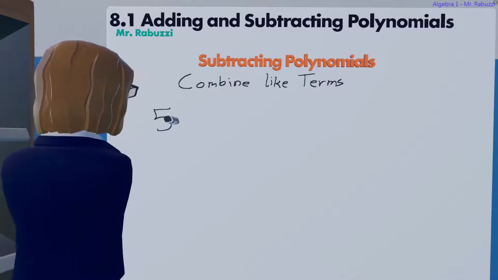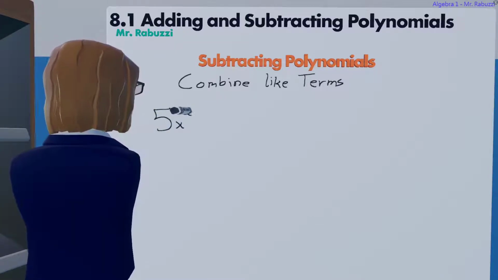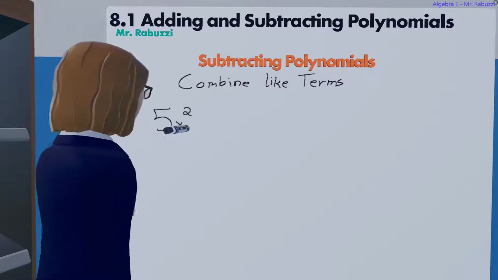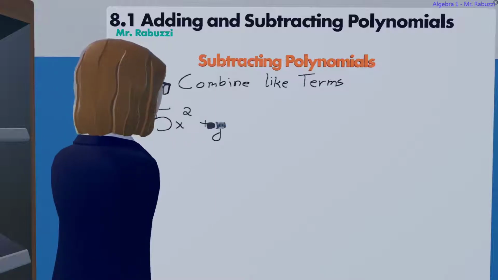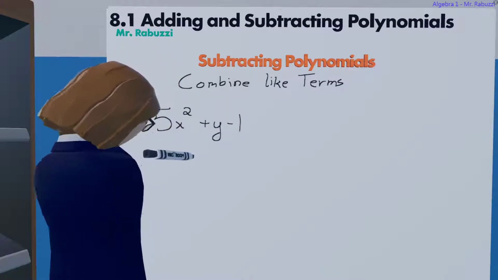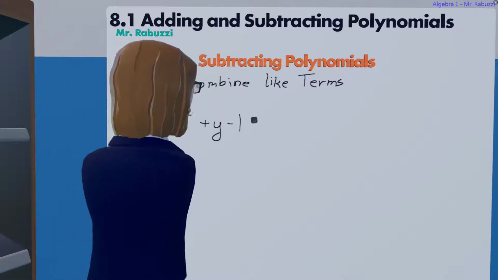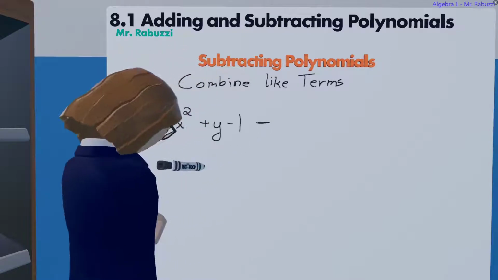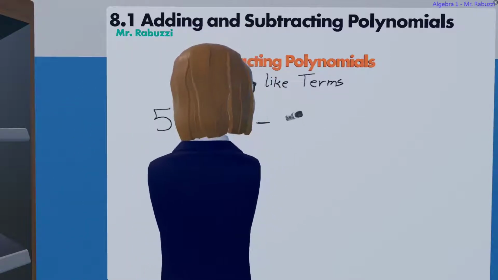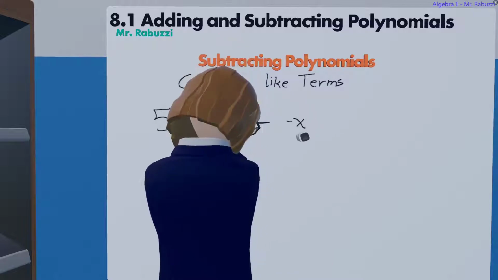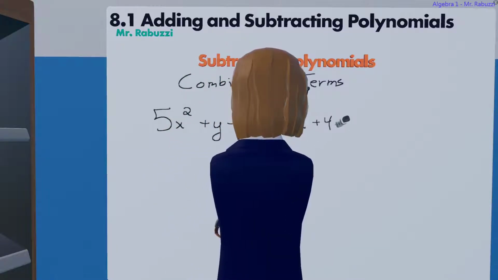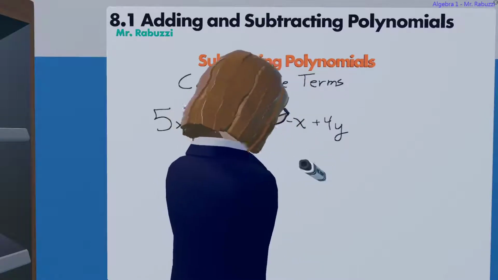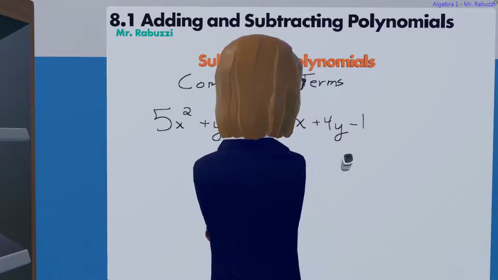5x squared plus y minus 1. Now we're subtracting. Minus. Then this one was negative x plus 4y minus 1. Okay.